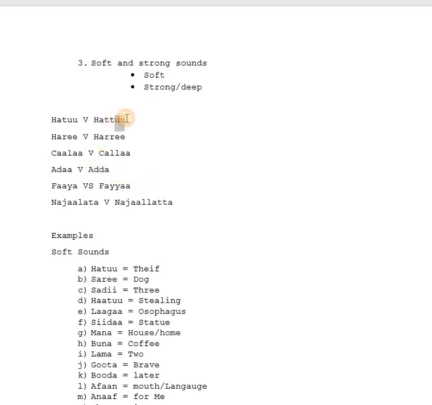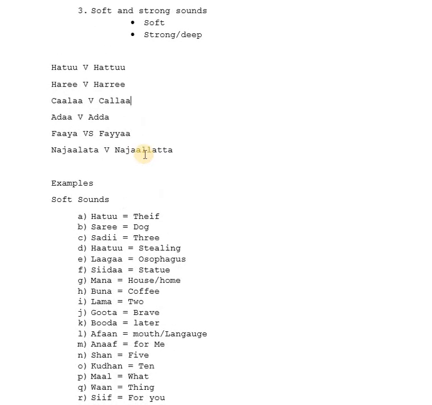When we double consonants or double vowels, what does it show? You can go back and listen to the previous video. This is about long and short, not about soft and strong. Soft and strong only refers to consonant sounds. Short and long refers only to vowel sounds. This is another thing we have to know.